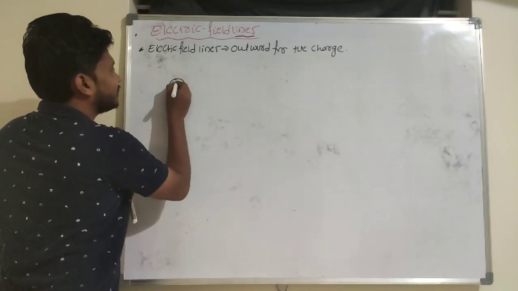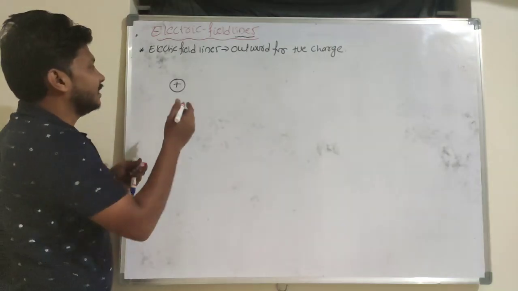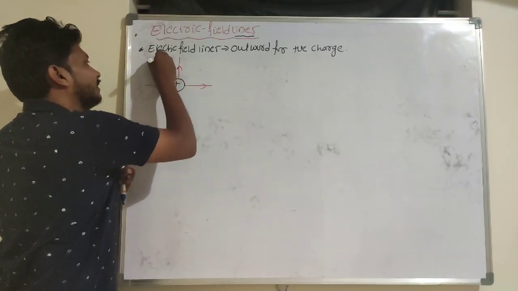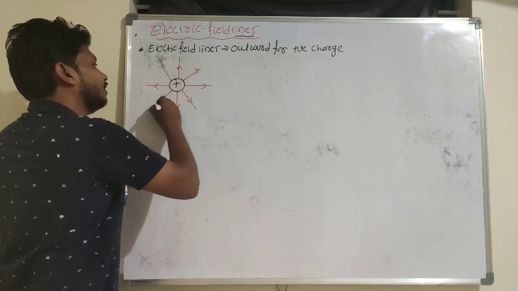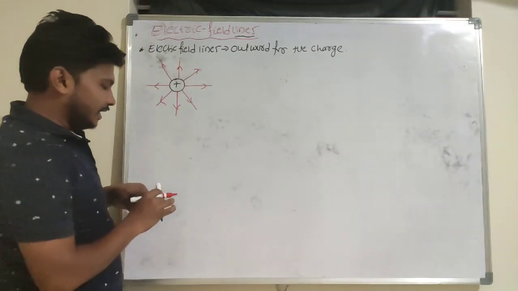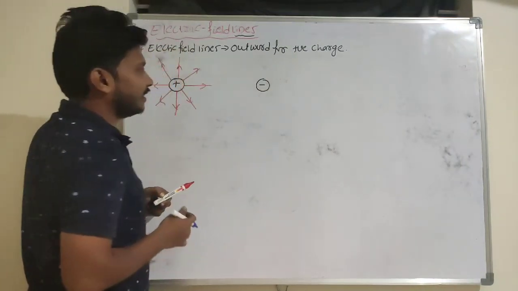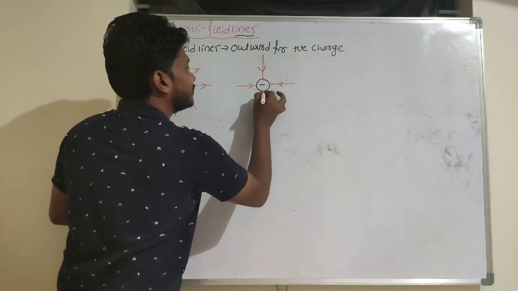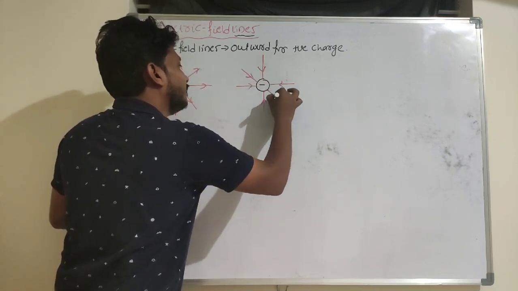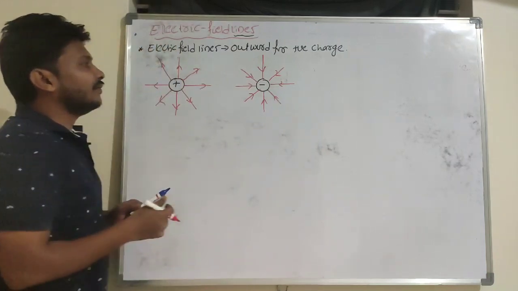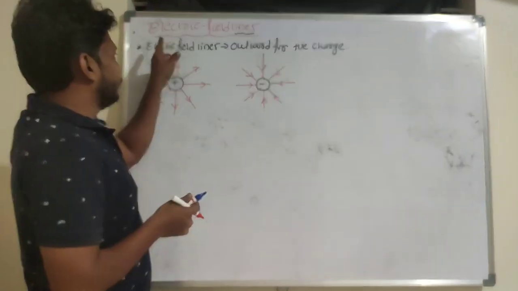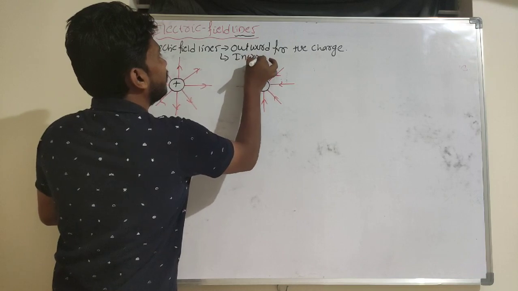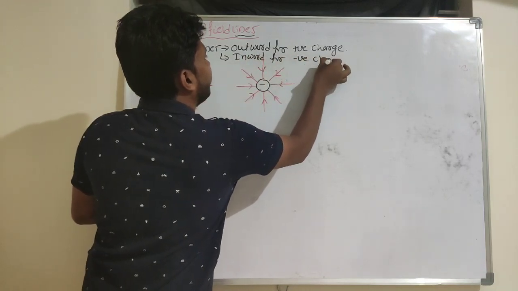For example, if it is a positive charge, what is the direction of electric field lines? Electric field lines are outward for the positive charge, radially outward. And what about the negative charge? If I consider a negative charge, the electric field lines for the negative charge are inward. So electric field lines are outward for the positive charge and inward for the negative charge.